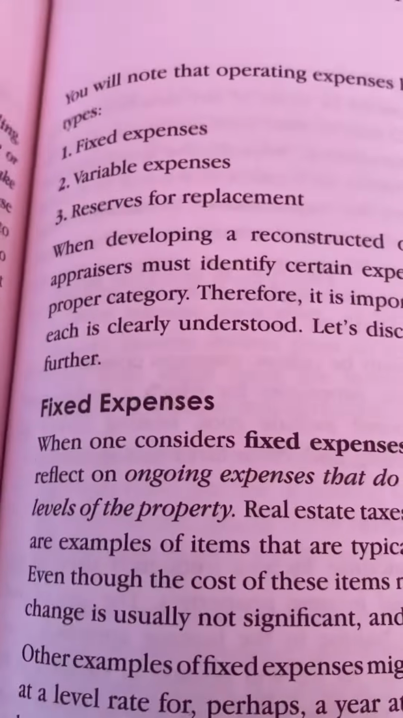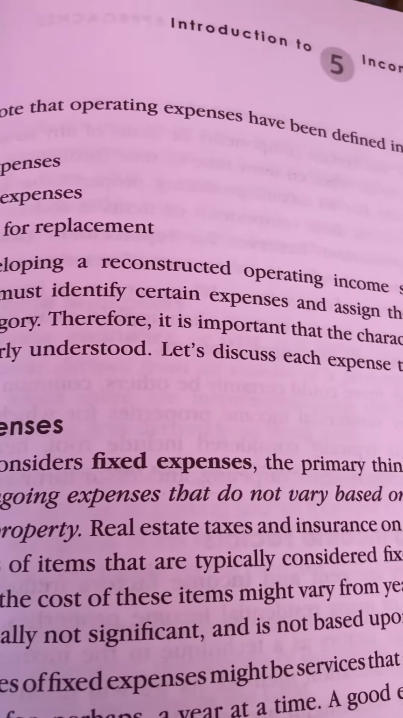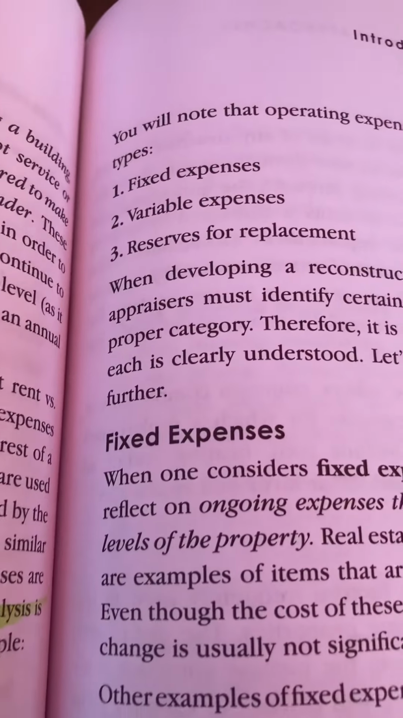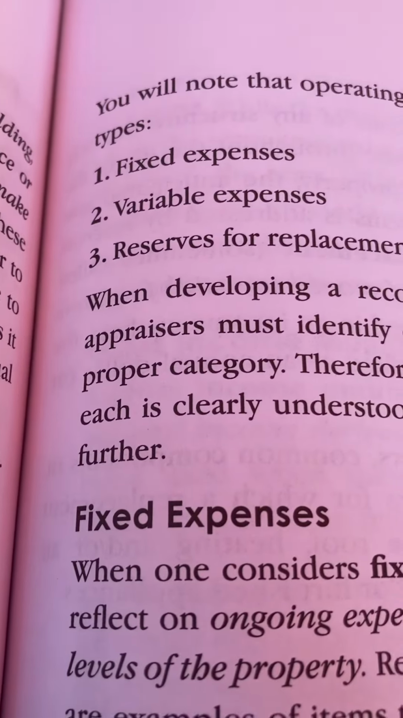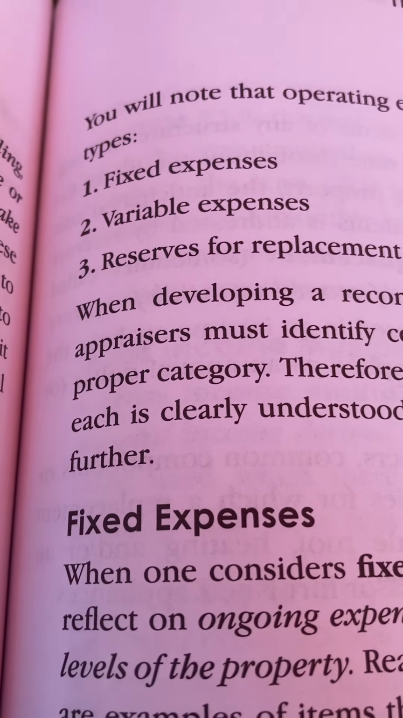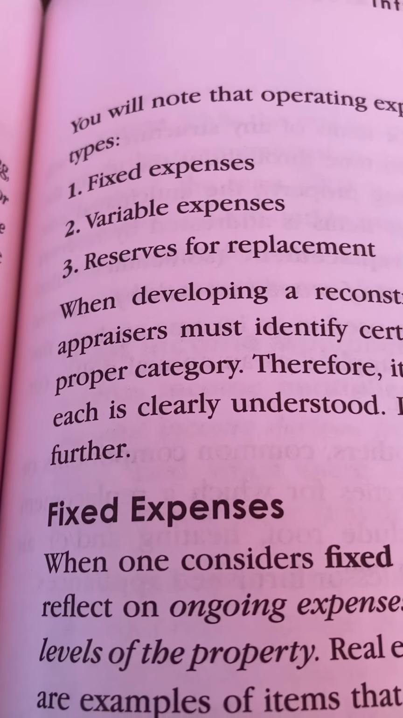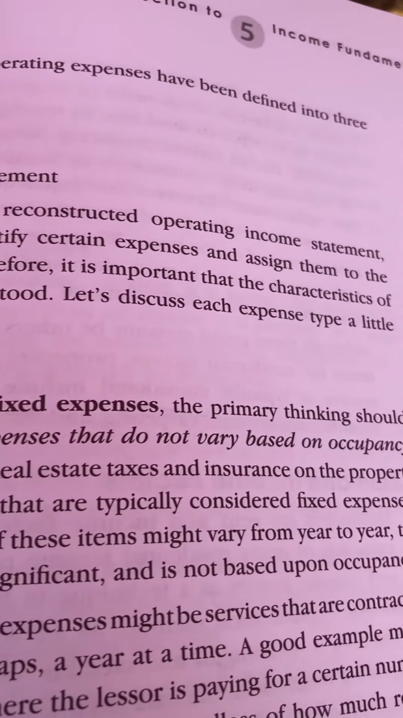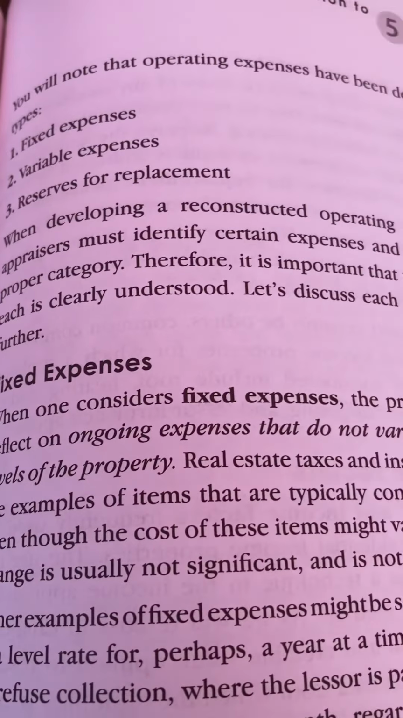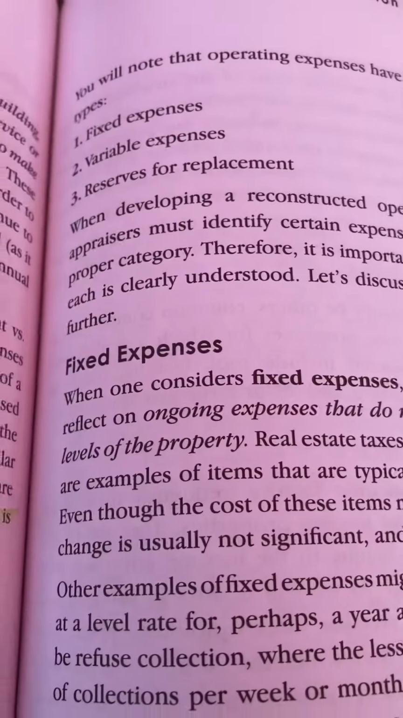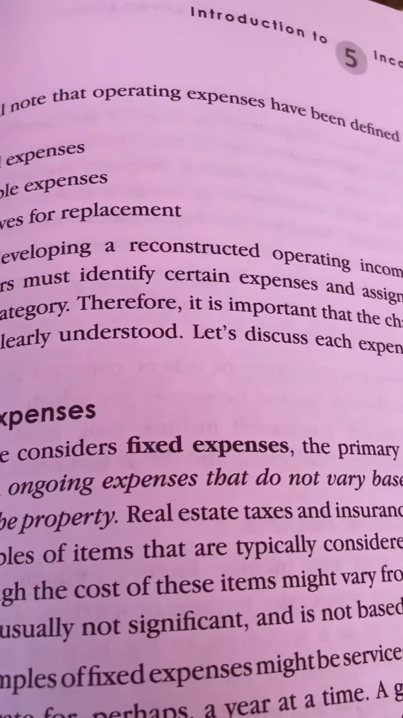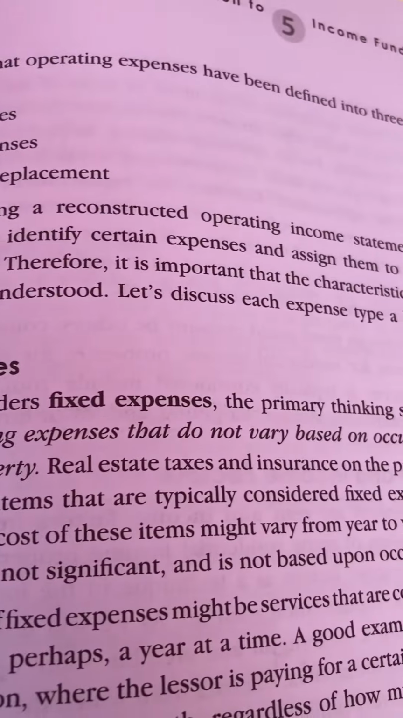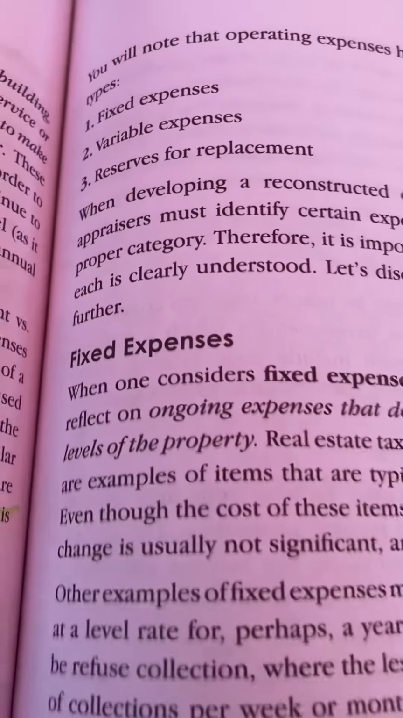Page 161. You will note that operating expenses have been defined into 3 types. Number 1, fixed expenses. Number 2, variable expenses. Number 3, reserves for replacement. When developing a reconstructed operating income statement, appraisers must identify certain expenses and assign them to the property category. Therefore, it is important that the characteristics of each is clearly understood. Let's discuss each expense type a little further.